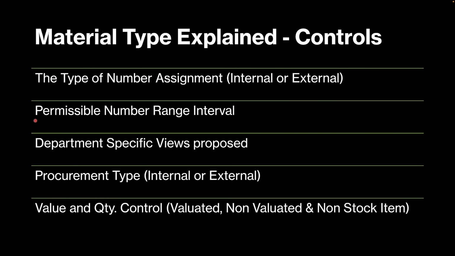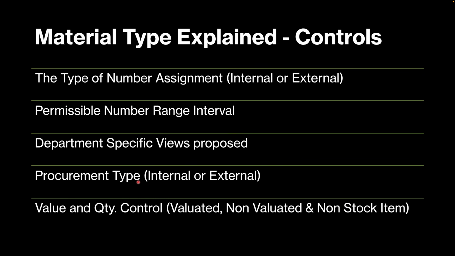Okay. Then this material type also controls the permissible number range. You will see that for certain material types, you get a different number range, and for another material type you get a different number range. So basically this material type controls what type of number is to be generated by the system, that is, in which range that particular material number should lie. Okay, then you can see, as we discussed, the material type controls the department specific views which are proposed to you on the screen. Then you can see the material type also controls the procurement type.